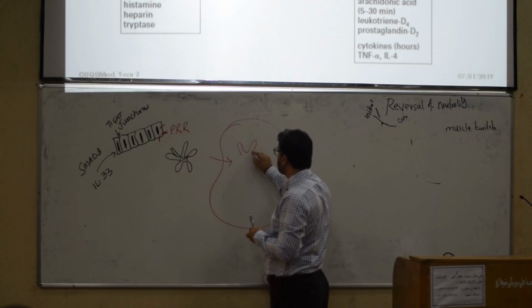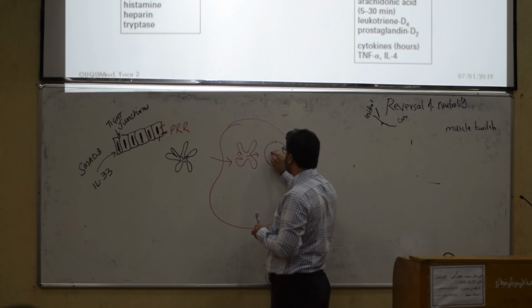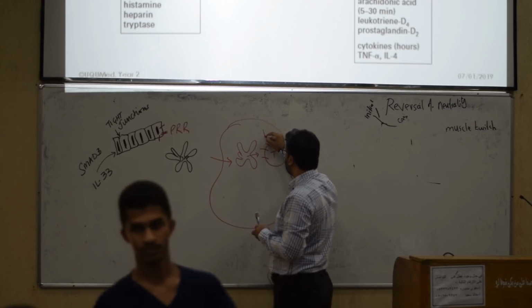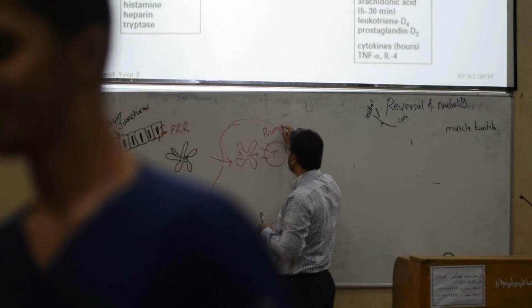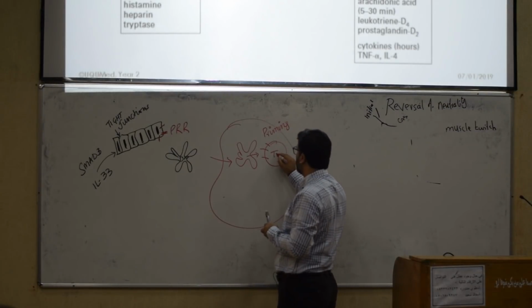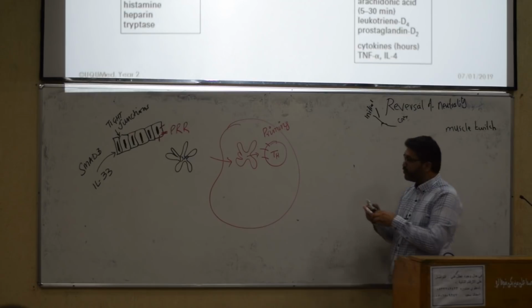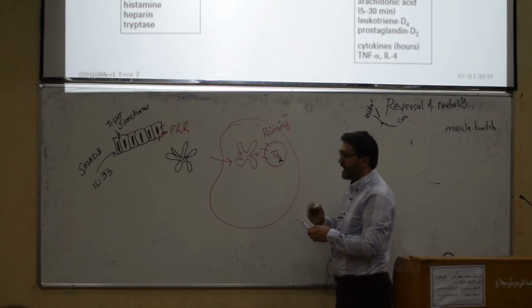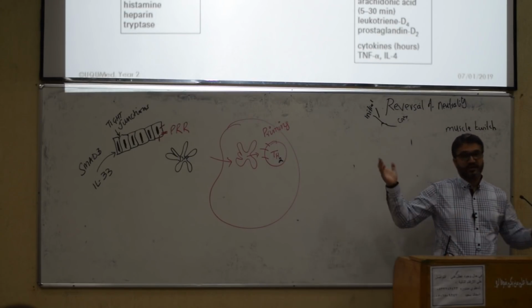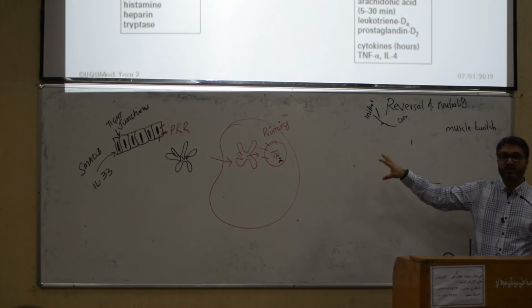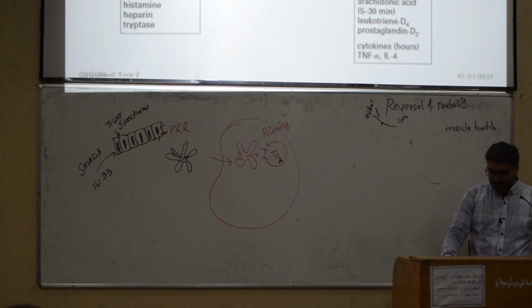So these dendritic cells are going to present it to the T cell. Which type of T cells? Th2. Allergy and asthma, that is, very strongly associated with Th2.